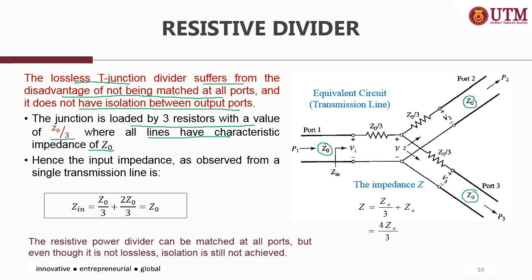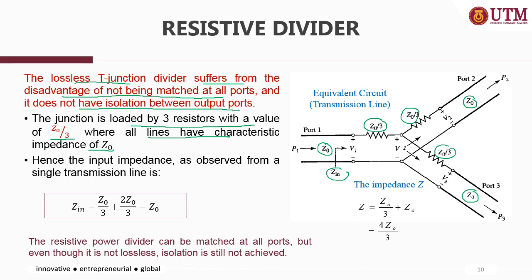Now the system is matched, so all lines will have the same characteristic impedance of Z0. By introducing 3 resistors, 1 resistor for each line, so 3 resistors for the whole network, each of these resistors has a value of Z0/3. Then the input impedance observed from a single transmission line, at each port of the transmission line, will be equal to Z0/3 plus 2Z0/3.